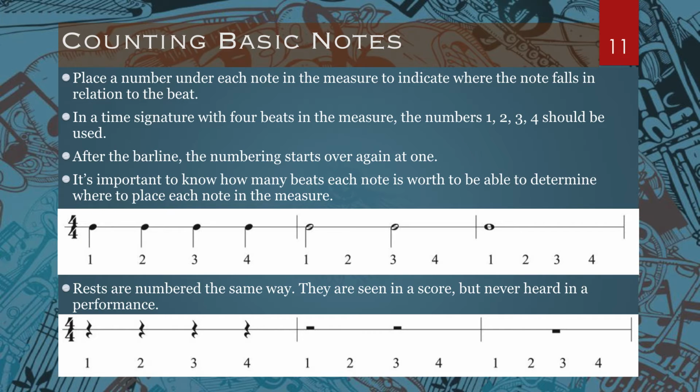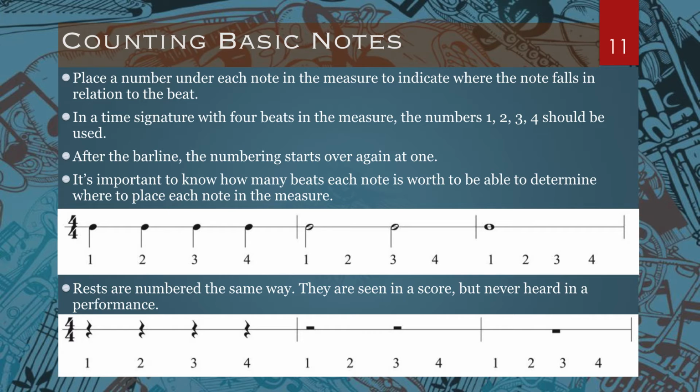It's important to know how many beats each note is worth to be able to determine where to place each note in the measure. So in the first example, you have 1, 2, 3, 4, and then you have 2 half notes, which are each worth 2 beats. So you'd hold those for 1, 2. The second half note would be 3, 4. And then your whole note would be held for 4 beats.